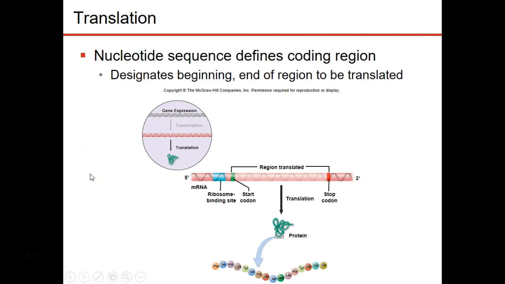So now we're going to get into how translation occurs. The region to be translated is going to be designated by the RNA nucleotides. You always start at a region called the start codon, and you end at a region called the stop codon. The ribosome will bind at that start codon, and there's a large and small subunit that binds, allowing the different transfer RNAs to come in and bring along with them their amino acid.